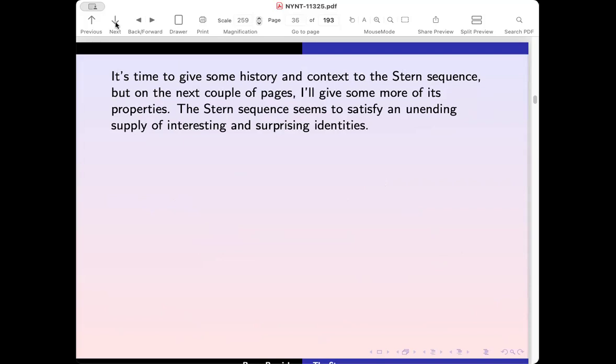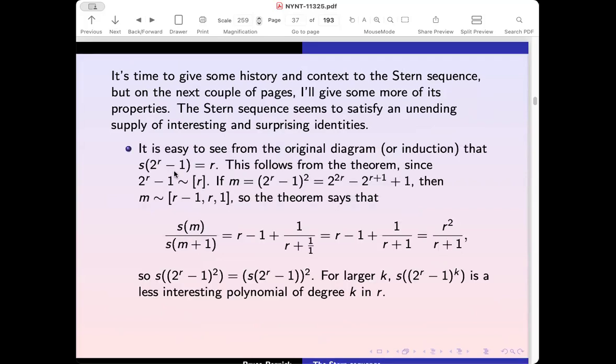I will pretty soon get to the history and context of the Stern sequence, but I want to give a few more of the properties. S of 2 to the r minus 1 is r. S of 2 to the r minus 1 squared turns out to be r squared. For larger r, S of 2 to the r minus 1 to the k is a polynomial of degree k and r, not a particularly exciting polynomial, so I won't write it down.